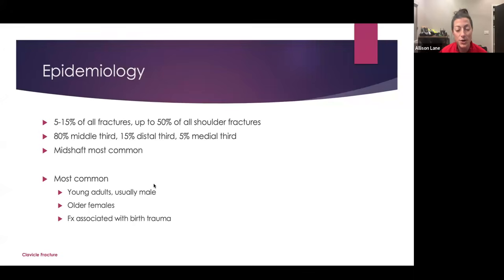It's the thinnest part of the bone. It's the only part of the bone not reinforced by attached musculature and ligaments. So this is why this is most common. And surprisingly, again, we see these in young adults, especially males, though also older females. And it is the most commonly associated fracture with birth.